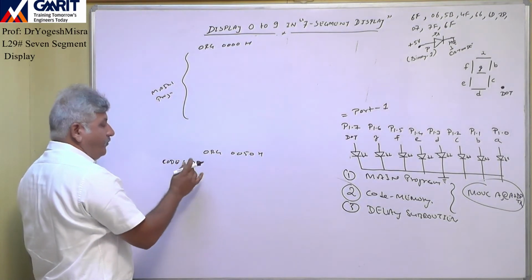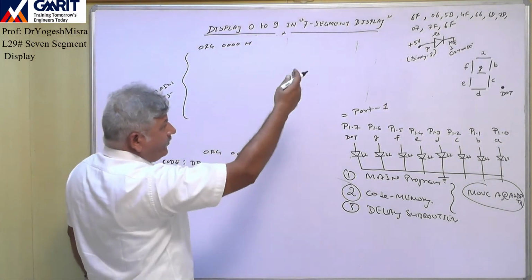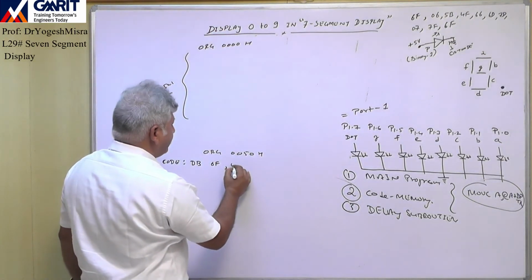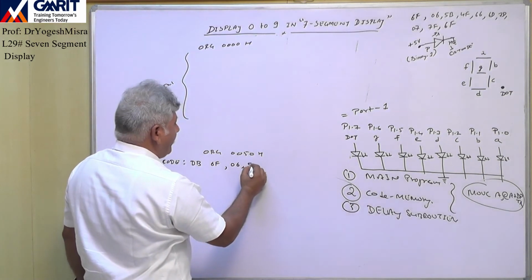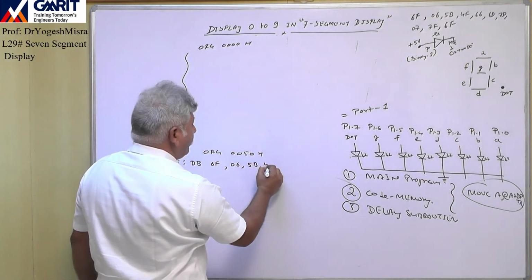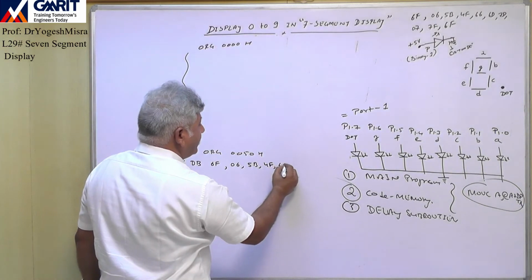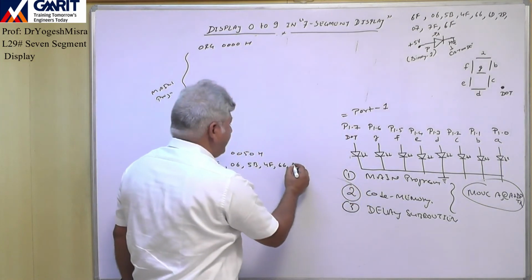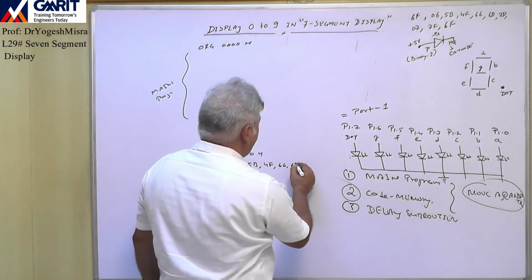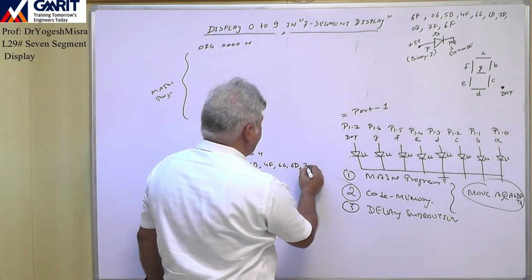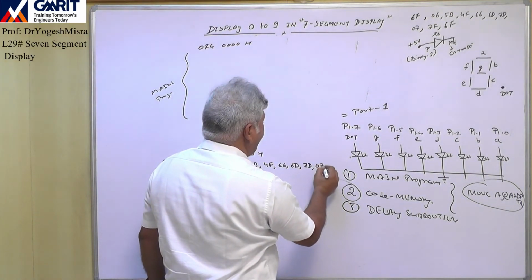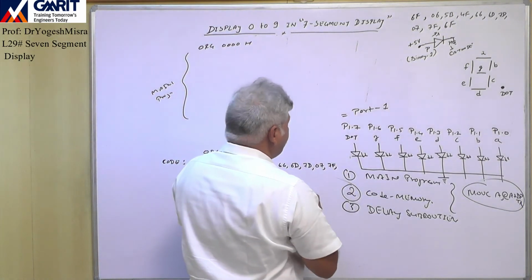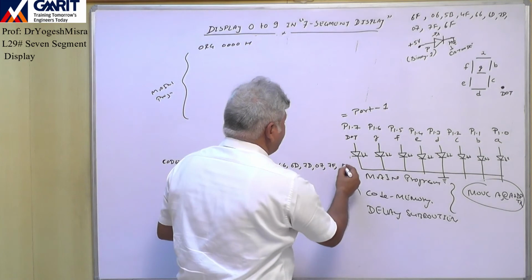Colon, defined byte is the directive, and now we will write these numbers: 3F, 06, 5B, 4F, 66, 6D, 7D, 07, 7F and 6F.